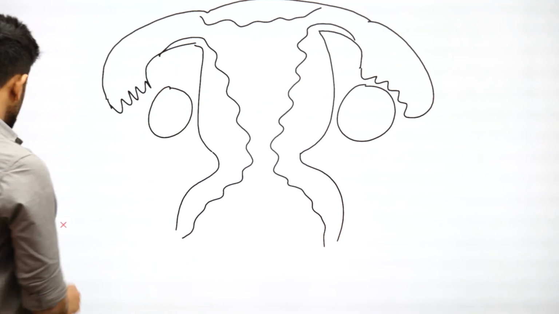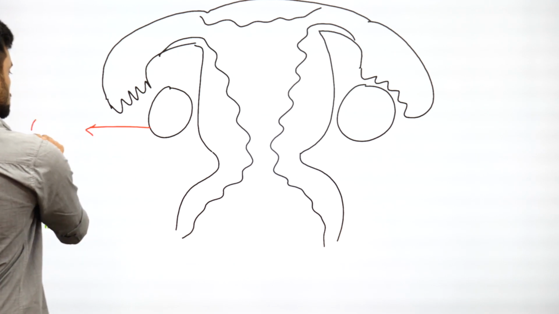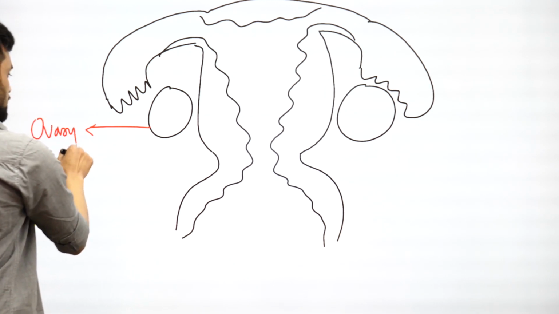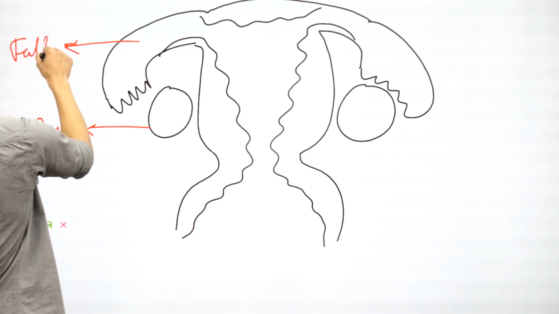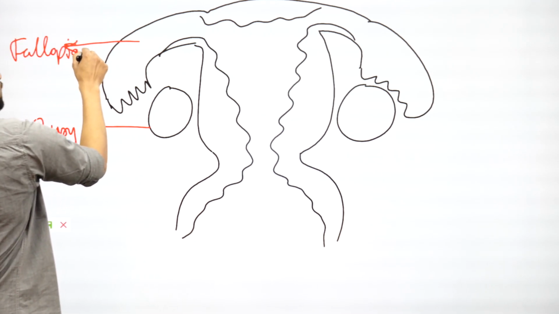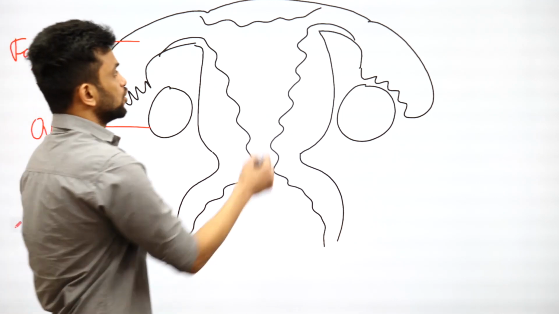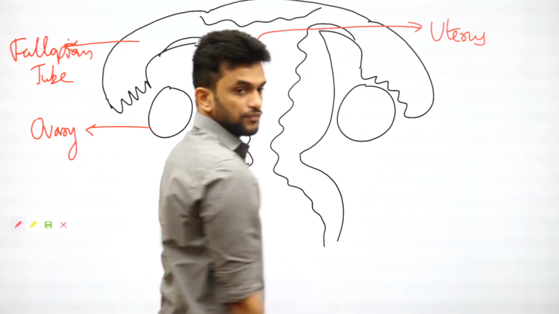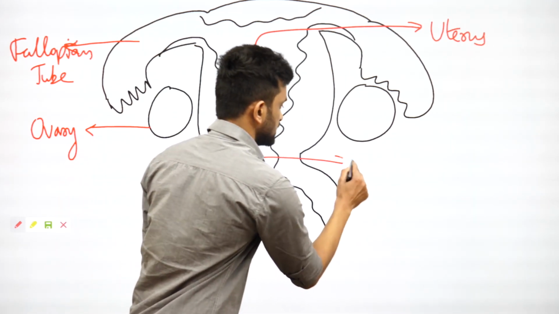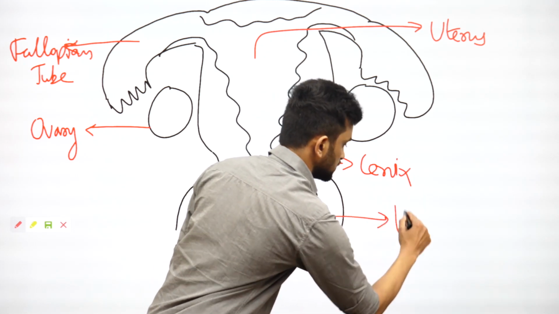Okay, so this is a female reproductive organ. People, what is this? Ovary. What is this? We have fallopian tube. What is this? Uterus. Right, what is this? Cervix.